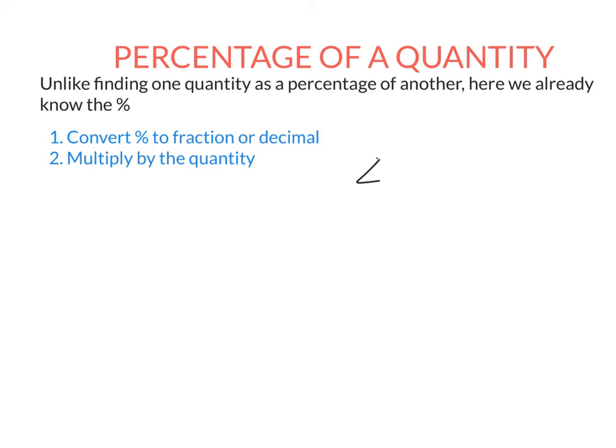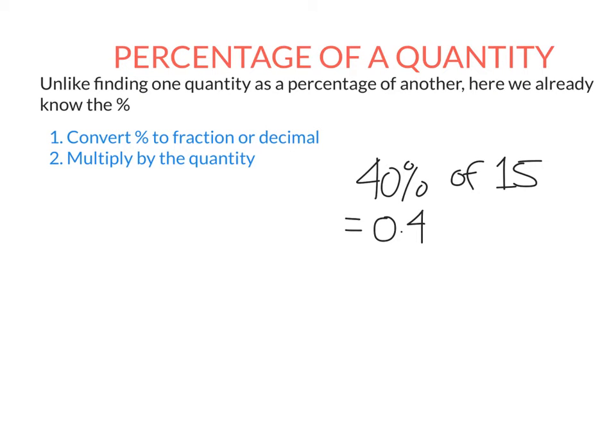So the kind of question we might get, let's say we've got 40% of 15. Pretty easy calculation. All we're going to do is convert 40% into either a fraction or a decimal, and then we're going to multiply by the quantity. The quantity in this case is 15. We're multiplying because of means times, like you should already know, like a quarter of 40 means a quarter times 40. So 40% as a decimal is just 0.4.